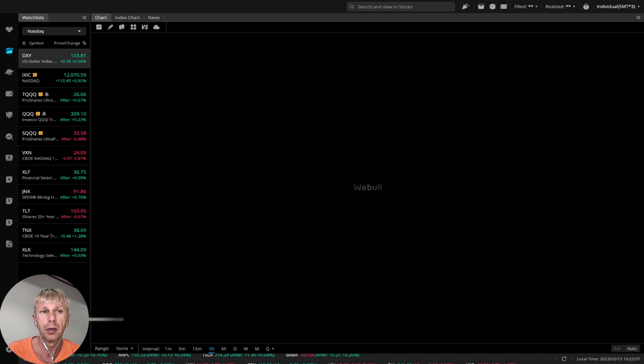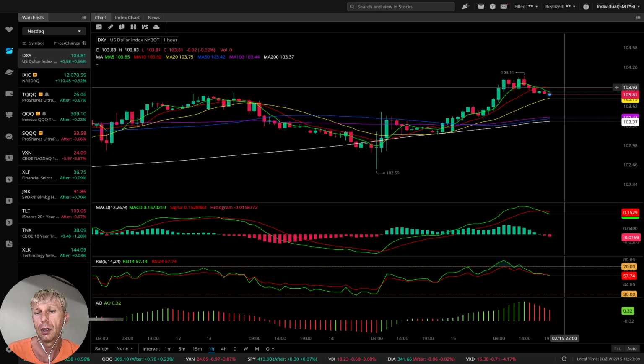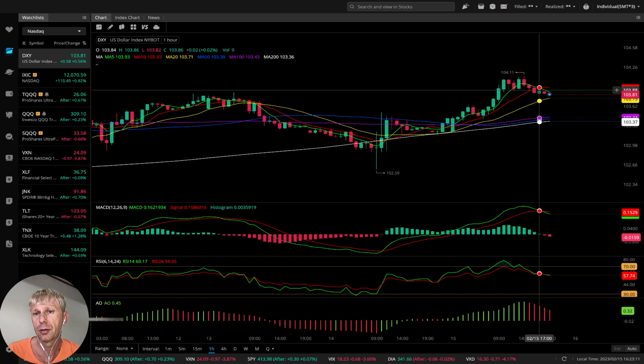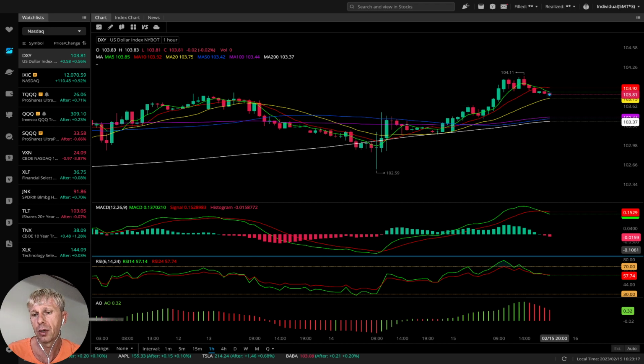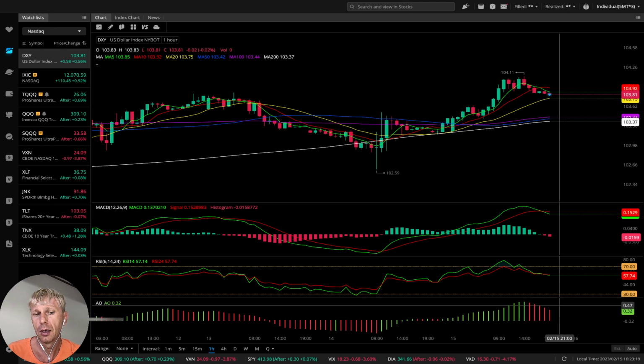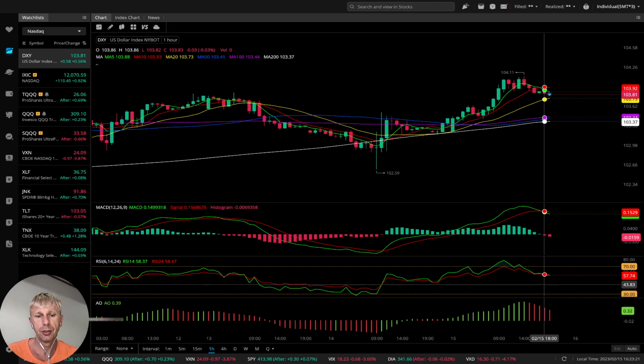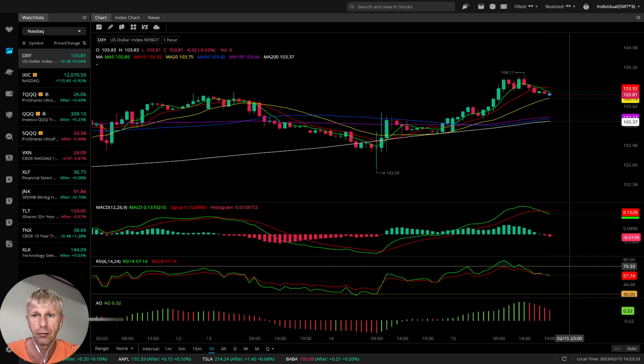Let's move to 1 hour. On 1 hour, the direction changed from bullish to bearish. MA5 did a bearish crossover, MACD changed direction to a bearish crossover, and the awesome oscillator and RSI changed direction to bearish on the 1 hour time frame.